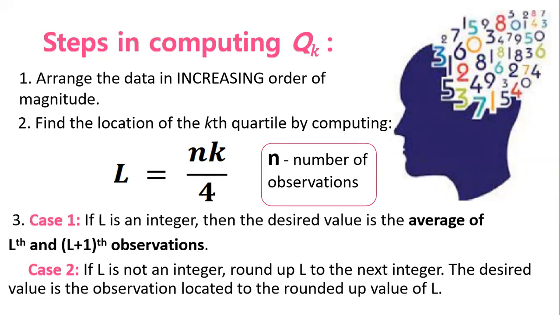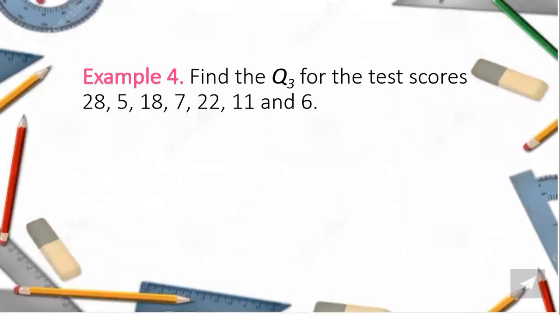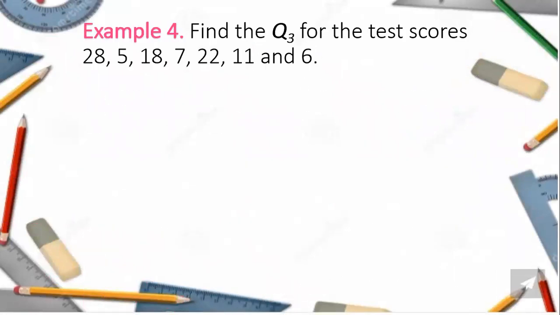Same as decile and percentile, for the values of L, if L is an integer, then the desired value will be the average of the L and L plus 1 observation. For the second case, if not an integer, we round up L to the next integer. The desired value is the observation located at the rounded up value of L. So for our example, find the third quartile for the test scores 28, 5, 18, 7, 22, 11, and 6.